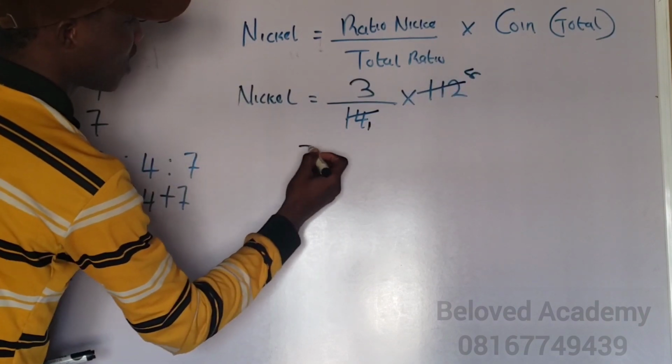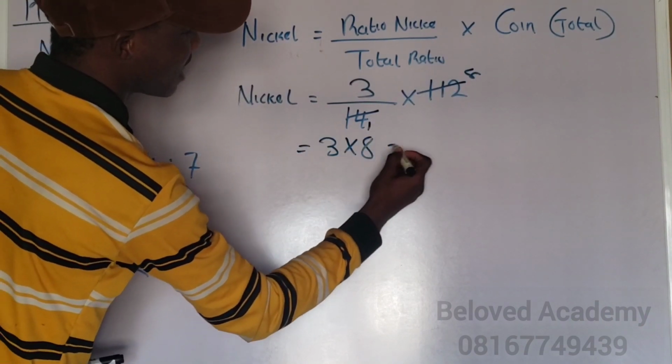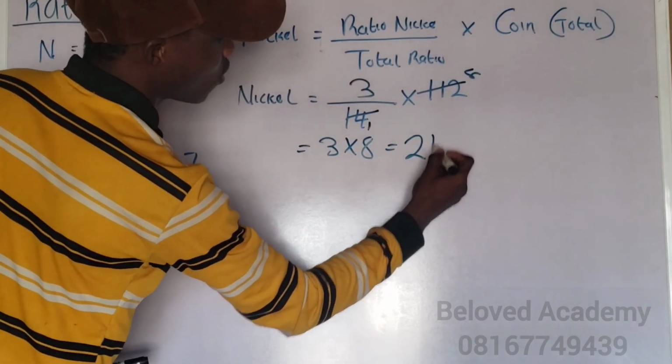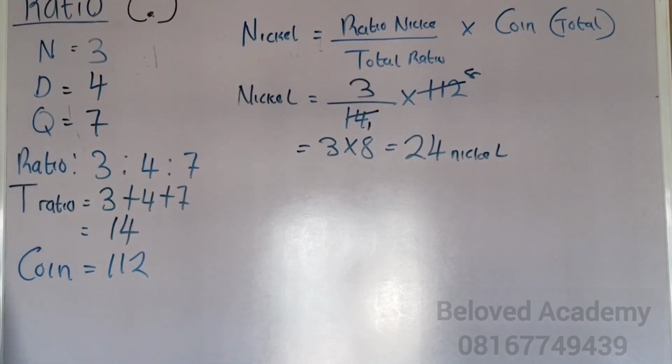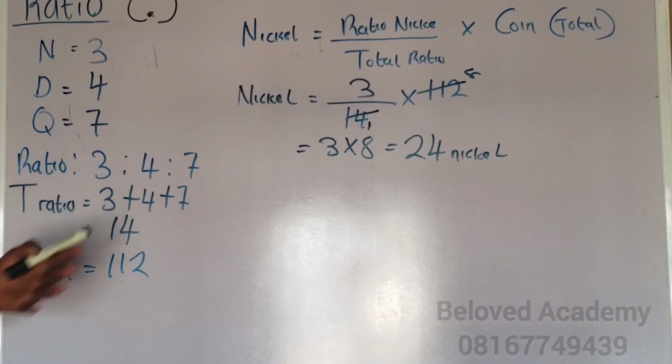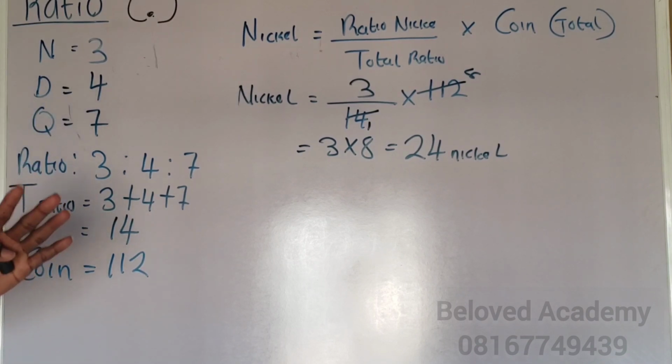So I'm going to have nickel equals 3 multiplied by 8. What's the answer? 24. So there are 24 nickel coins present in the jar. Now you can determine, though we are not asked to determine the number of dimes present in the jar, but I want to teach you.